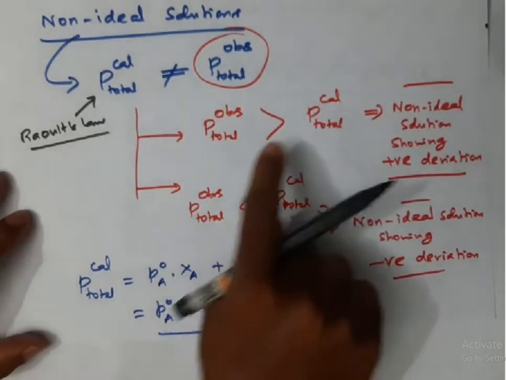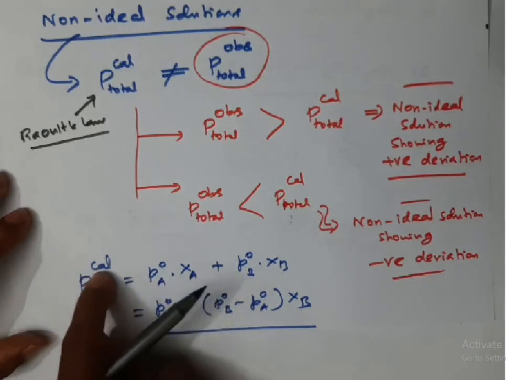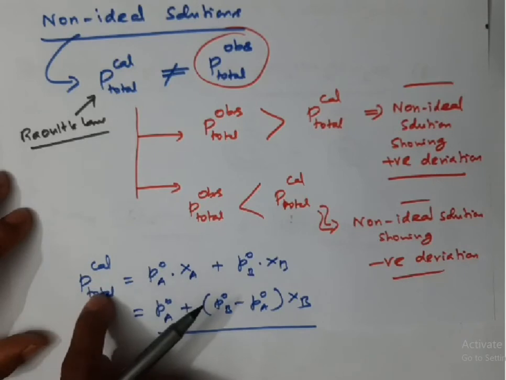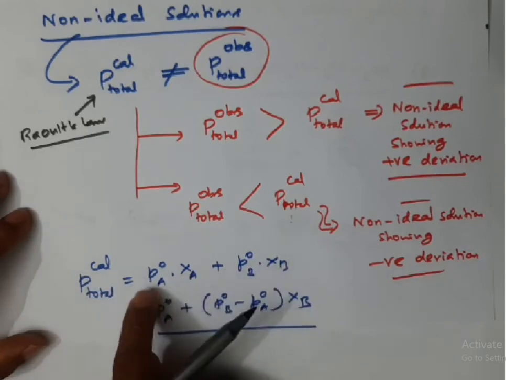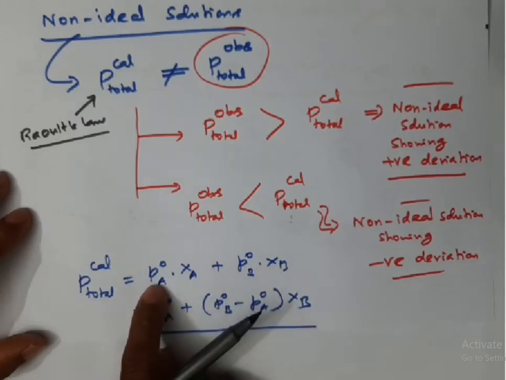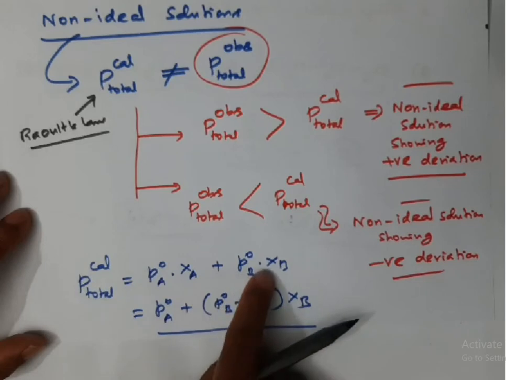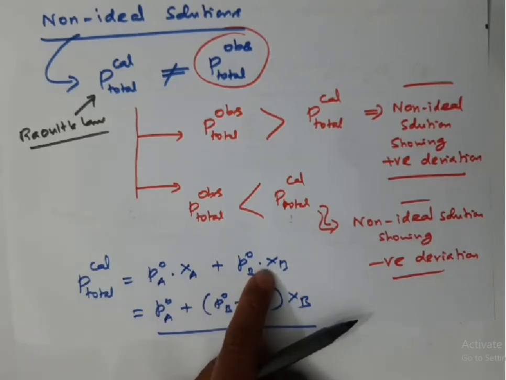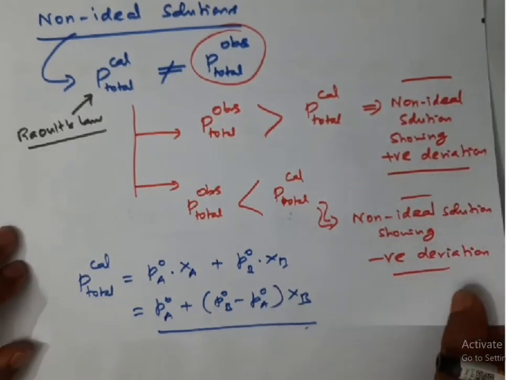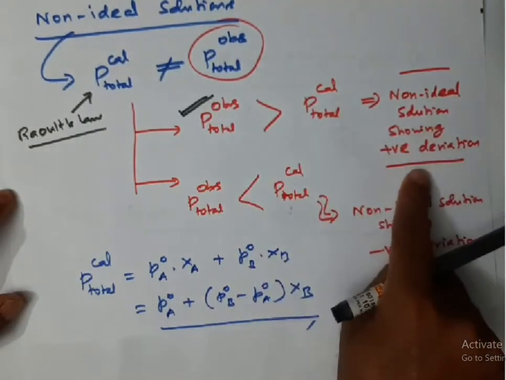I also told you how to calculate the total pressure using Raoult's law. This is the formula we follow: P naught A into XA plus P naught B into XB, where P naught A is the vapor pressure of pure liquid A, P naught B is the vapor pressure of pure liquid B, and XA and XB are the mole fractions of A and B in the liquid phase. Keep this in mind. Now first we'll start with the non-ideal solution showing positive deviation.